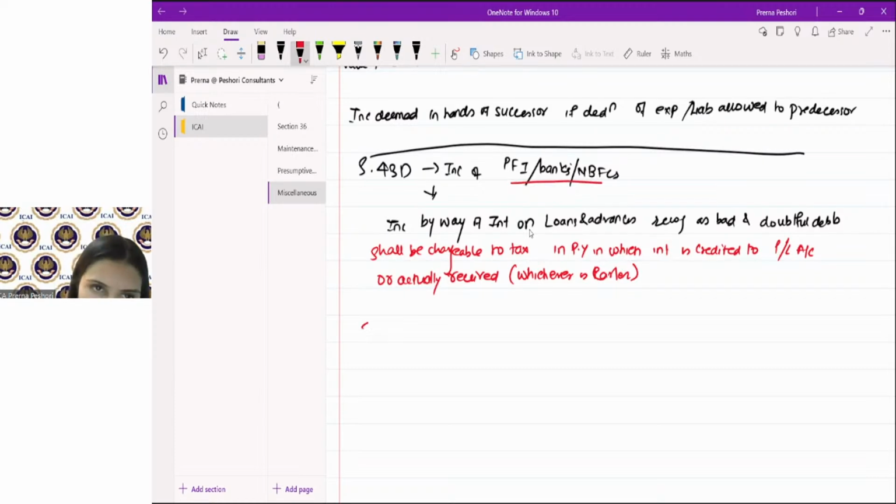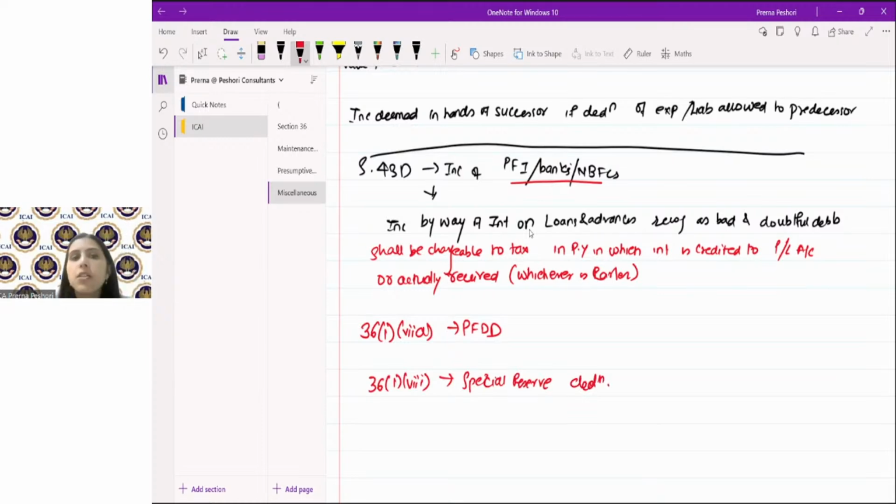What are the special provisions for PFI, banks or NBFC? One is section 43D. Second was 36(1)(7)(a). If you remember, it was provision for doubtful debt. And third was 36(1)(8), special reserve deduction. So these are only applicable for the banks or NBFCs or financial institution. Clear?